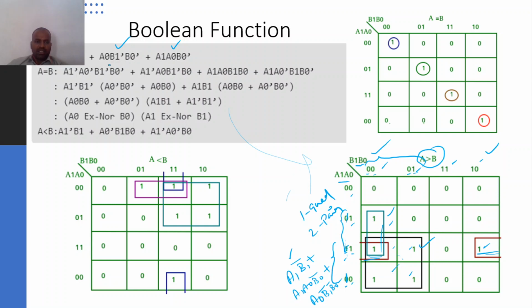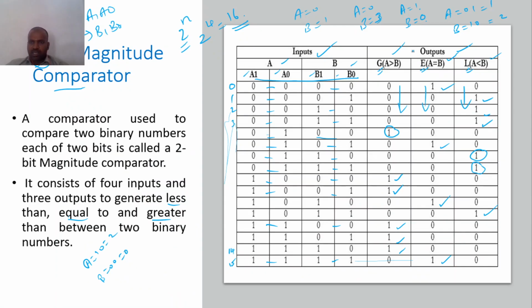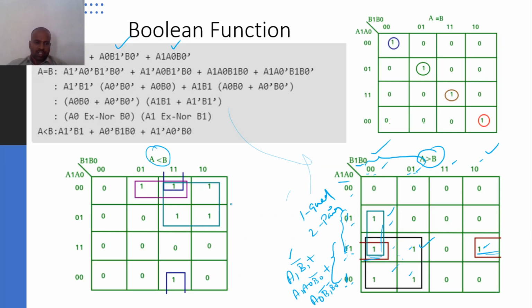Okay, right. So now a less than b. For a less than b, in how many places are the values 1? 1 2 3 4 5 6 places. So all the 6 places are marked here, and the grouping was done. That is one quad, and 2 pairs are there. In the same method by which we wrote the expression for a greater than b, here also we are going to write the expression. So the expression is a1 bar b1, a0 bar b1 b0, and a1 bar a0 bar b0.